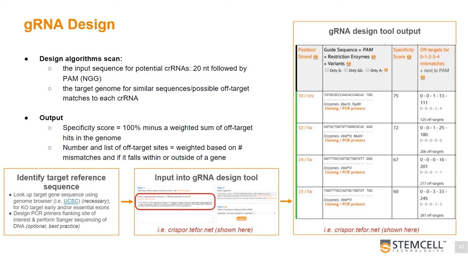Some of the most popular gRNA design tools include CRISPR, which is shown here. Once you have your target sequence, you can input the sequence into the gRNA design program. The design algorithm then scans the input sequence for potential CRISPR RNAs as 20 nucleotides followed by the PAM site. It also scans the target genome for similar sequences for possible off-targets that match each CRISPR RNA.